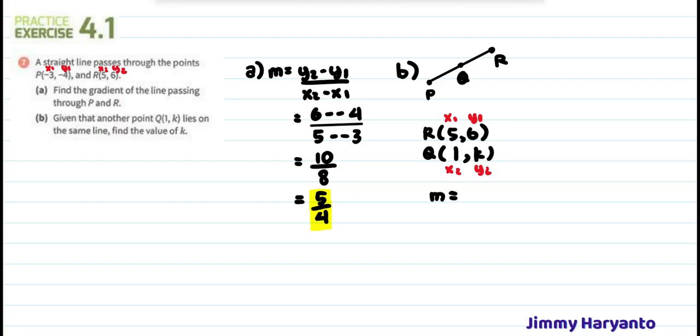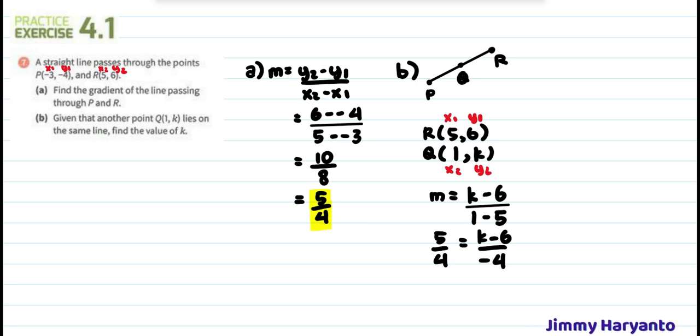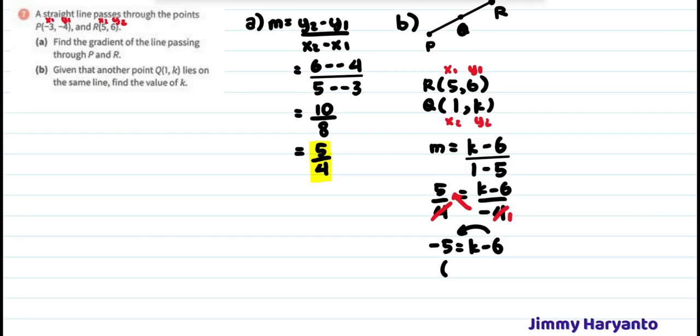So the gradient is y2, k, minus y1, 6, over x2, 1, minus x1, 5, and then we input the gradient. The gradient is 5 over 4 equals k minus 6 over negative 4, and then we can divide this by 4. You'll have negative 1 right here, and then cross multiply. You'll have negative 5 equals k minus 6. Move the 6, you'll have negative 5 plus 6 equals 1 equals k. So k equals 1.